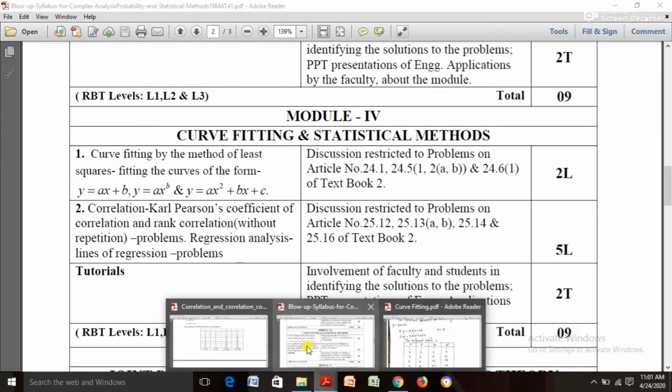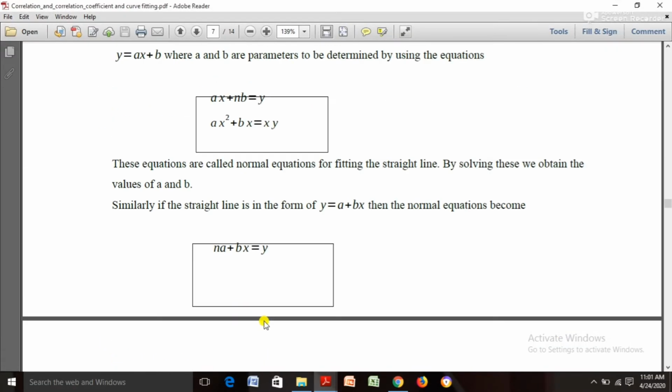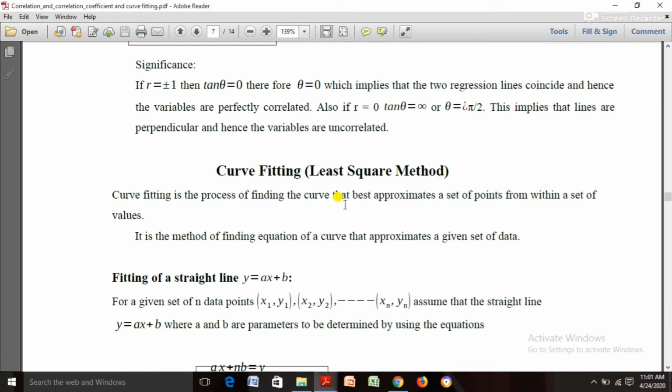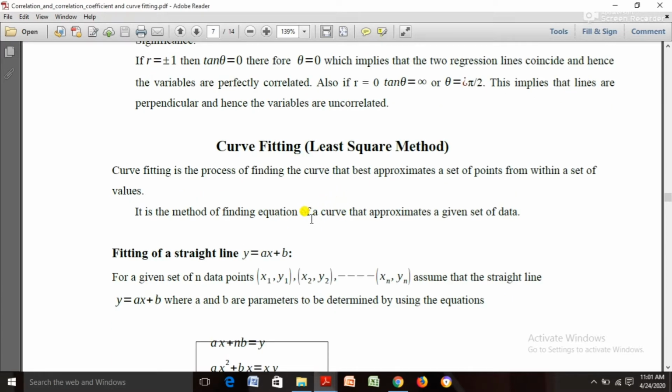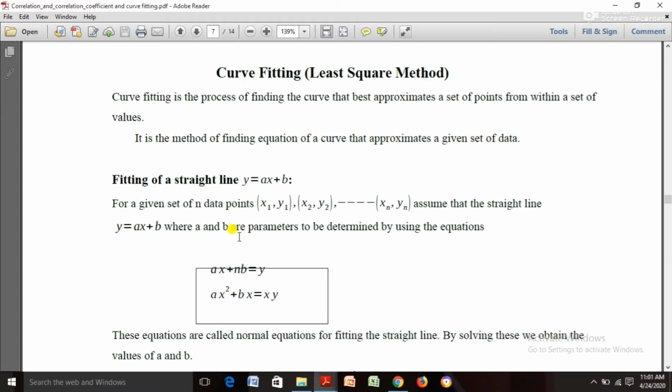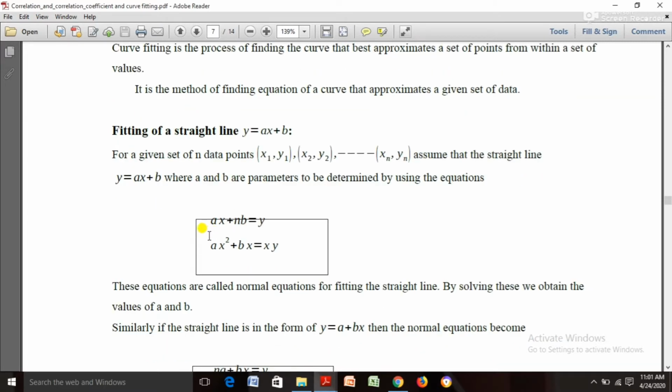So let us start with this one. This is curve fitting by the least squares method. It means, curve fitting is the process of finding the curve that best approximates a set of points from within a set of values. It is the method of finding the equation of a curve that approximates a given set of data. The first curve is fitting of a straight line, y = ax + b.